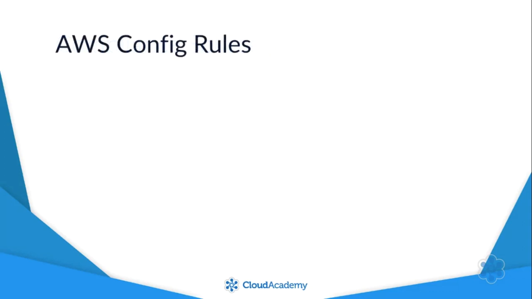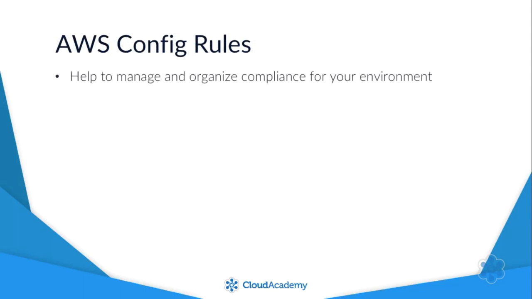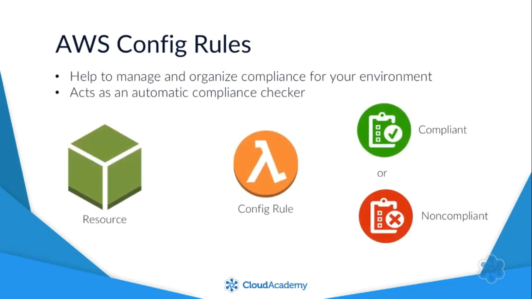AWS Config allows you to utilize config rules to help you manage and organize this compliance, which acts as an automatic resource compliance checker. When a change is made to a resource, AWS Config will check to see if the resource matches a rule with the help of a Lambda function, and if so, it will check the compliance of that resource against the rule following the changes made.